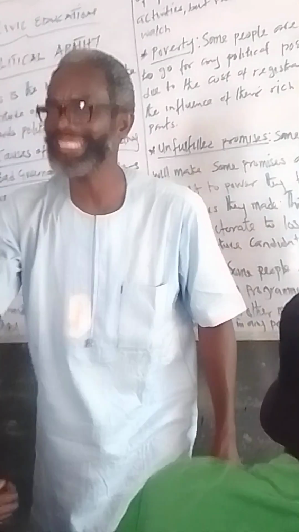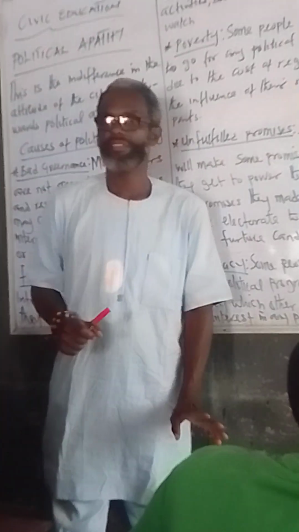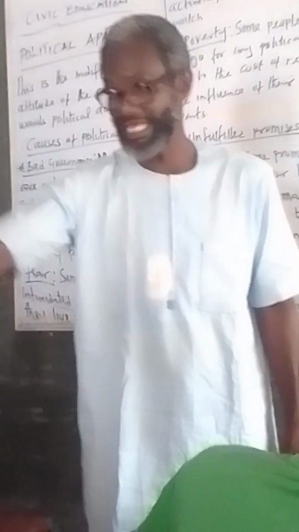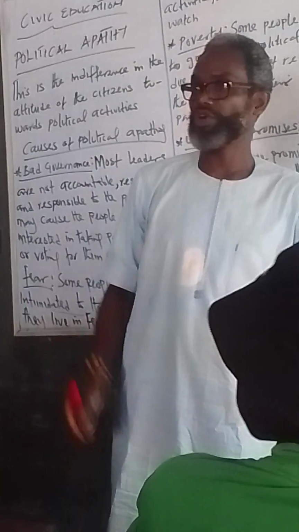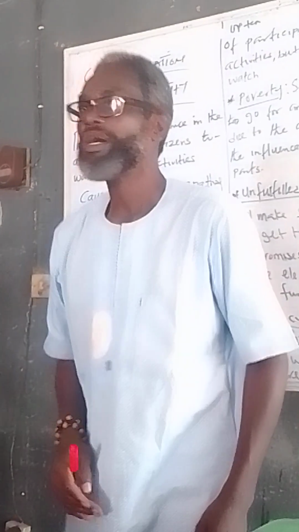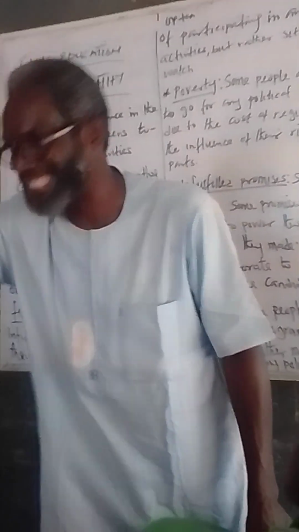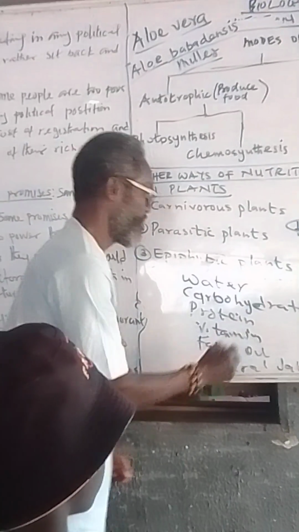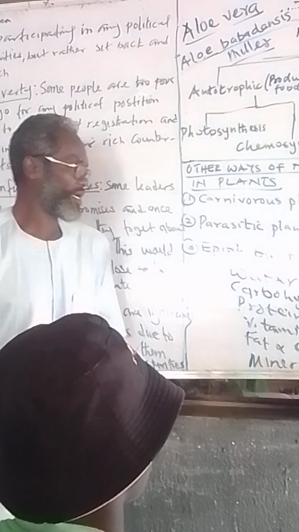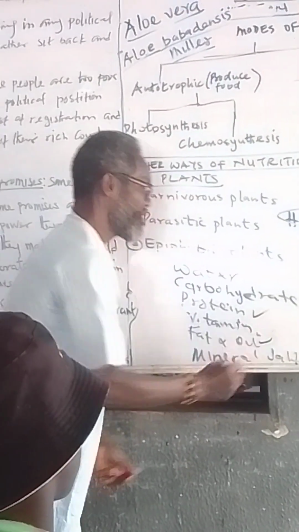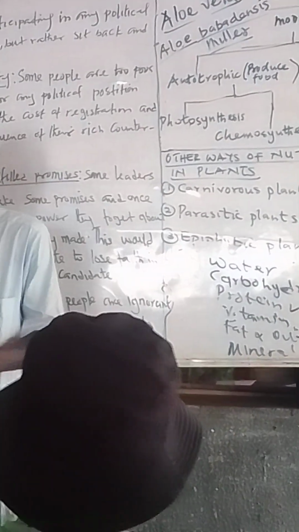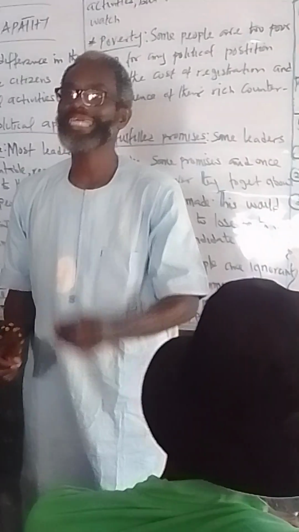Which ones are digested out of these 6? Fat and oil. Water is not digested; you just take water in. Digestion is breaking down into smaller form. Carbohydrate is digested. Protein is digested. And fat and oil. So carbohydrate is digested to give you what? Sugar, glucose. The end product of carbohydrate digestion is glucose.